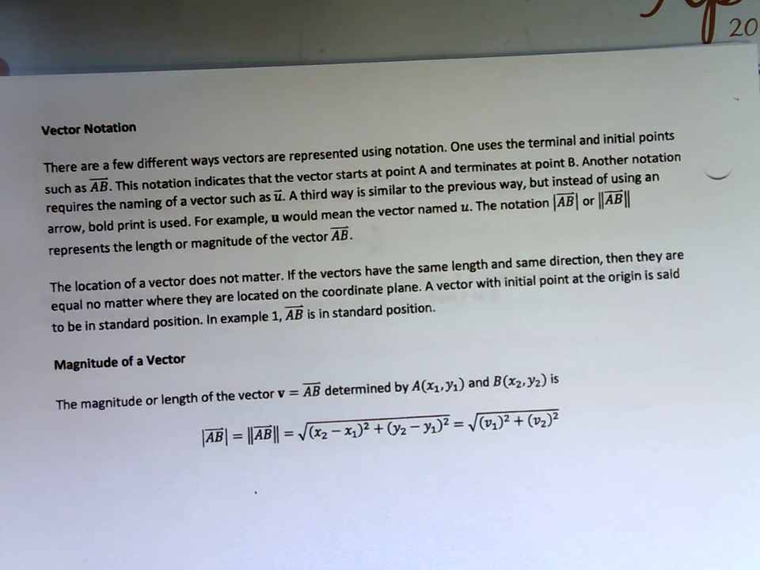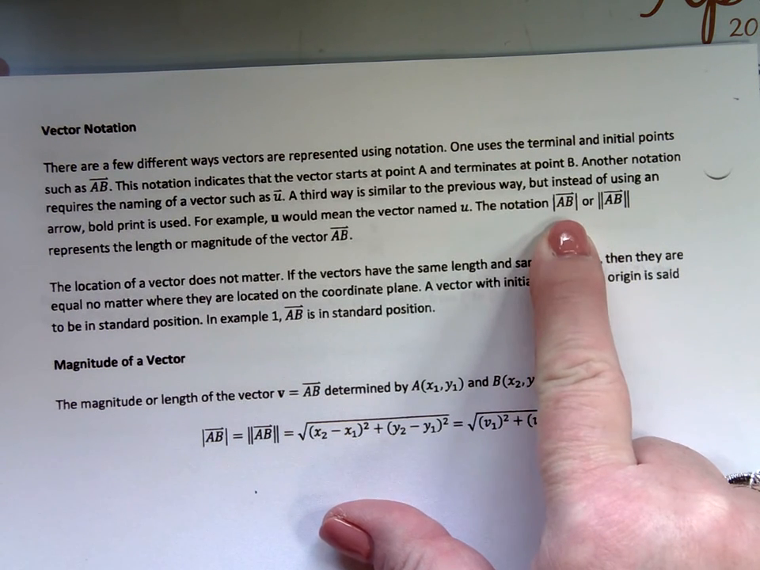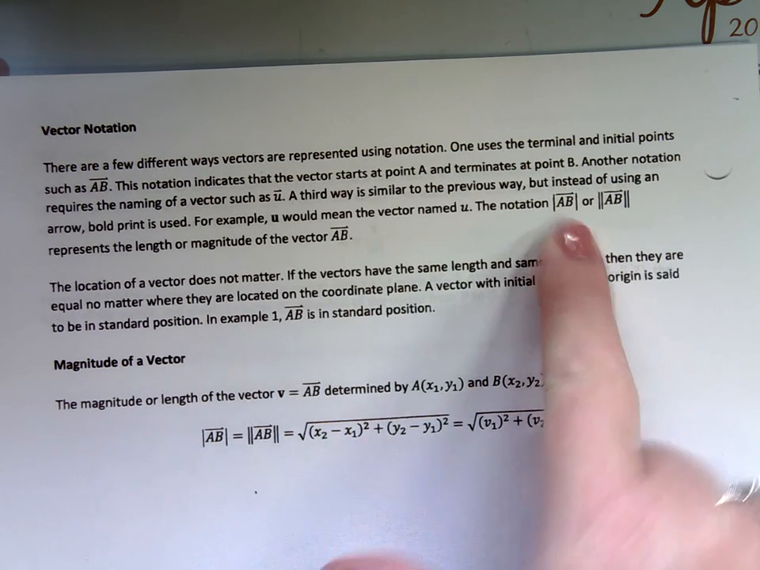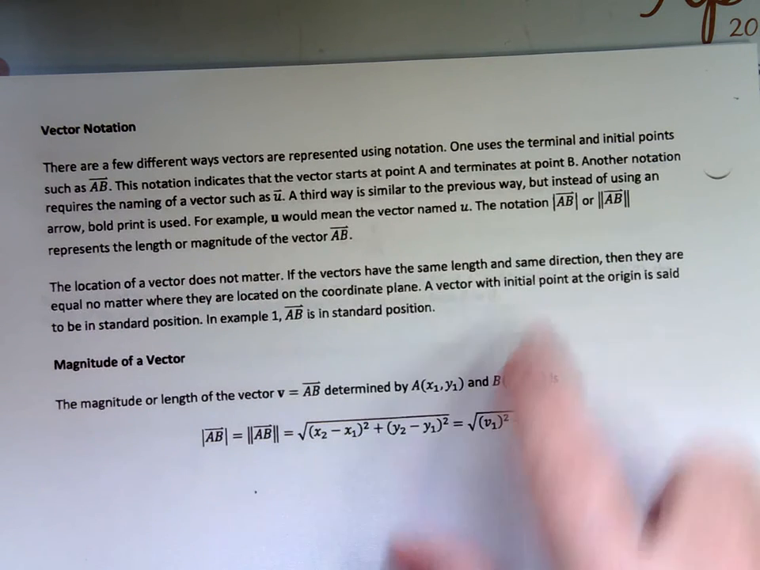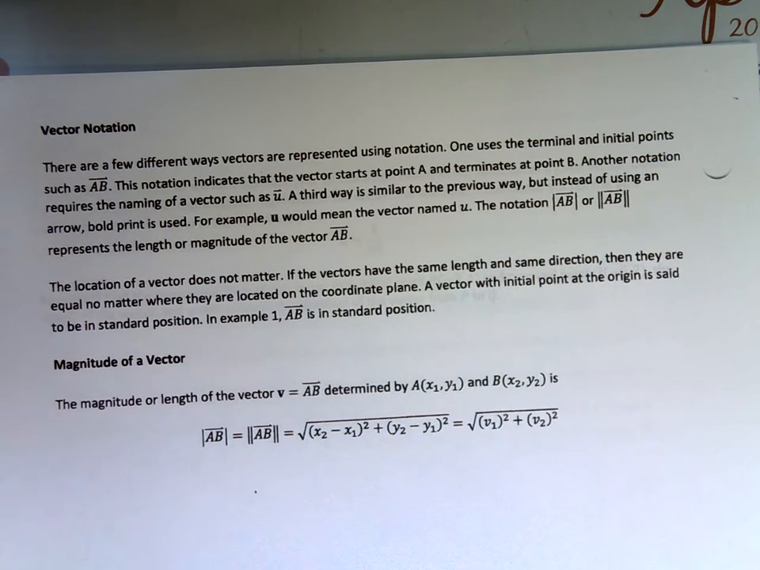This notation here is the notation for finding the magnitude, the length of the vector. If I have this notation with either single slash signs or double slash signs, it's talking about the length of the vector. The location of the vector doesn't matter. If the vectors have the same length and same direction, they are equal no matter where they are located in the coordinate plane. We just saw that in that example as well. A vector with an initial point at the origin is said to be in standard position. So in example 1, the vector AB was in standard position because A was at (0, 0).